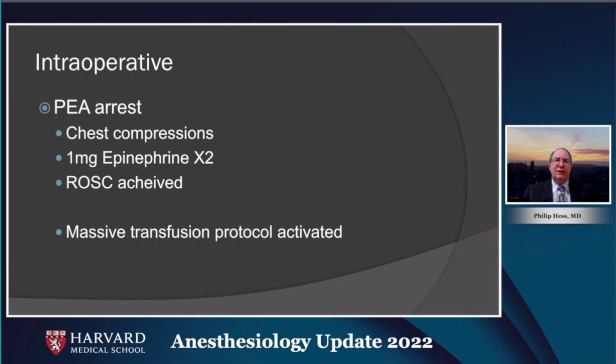And the value of the TEE was that we saw the exact moment that the heart stopped conducting, and yet there was still electrical activity. And so we diagnosed PEA arrest and started chest compressions within 2 or 3 seconds of that diagnosis. 1 milligram of epinephrine was given twice, and we did achieve ROSC after only a few minutes. The massive transfusion protocol was activated shortly after achieving ROSC.